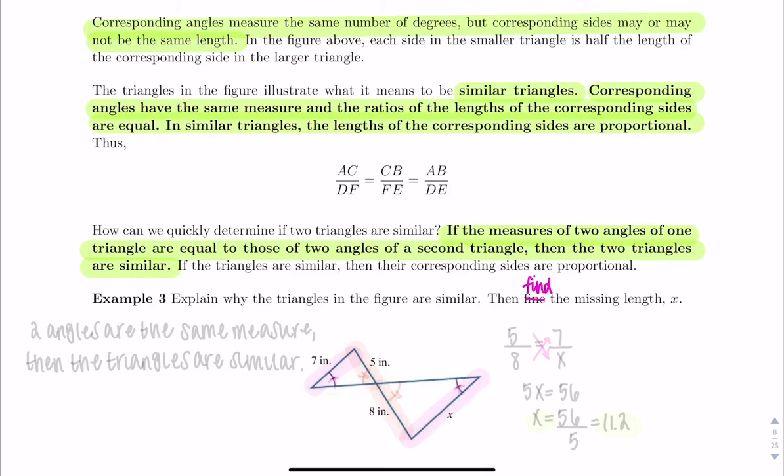So let's look below. We have this angle with this angle, and those are the same. We also have these vertical angles going on the inside. And that means that these are the same measure, since they're vertical. So because two angles are the same, then the triangles are similar.